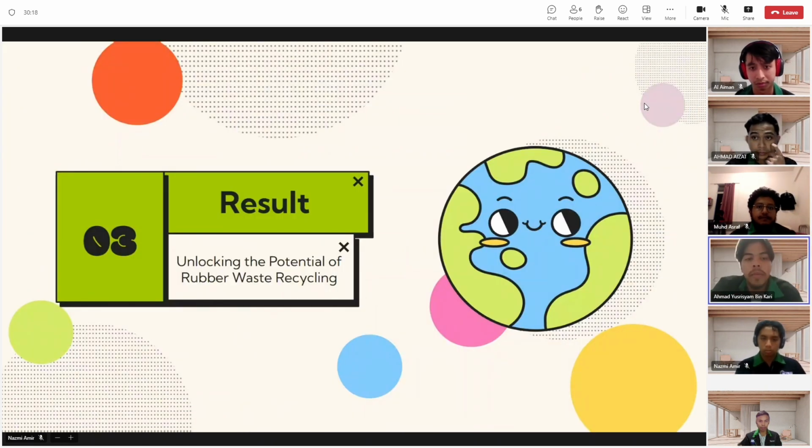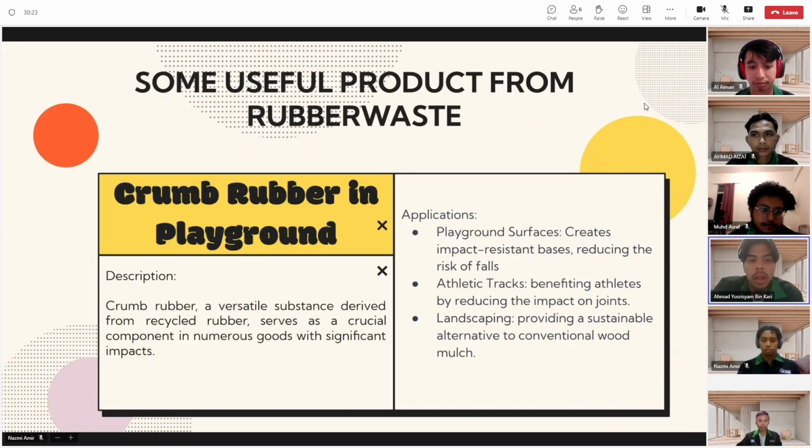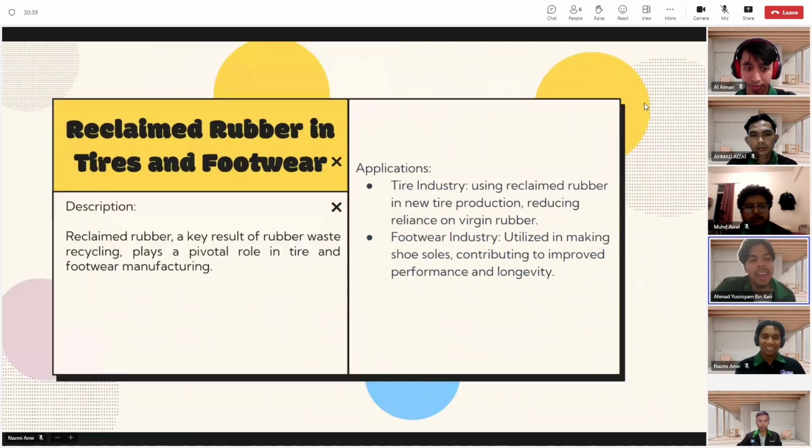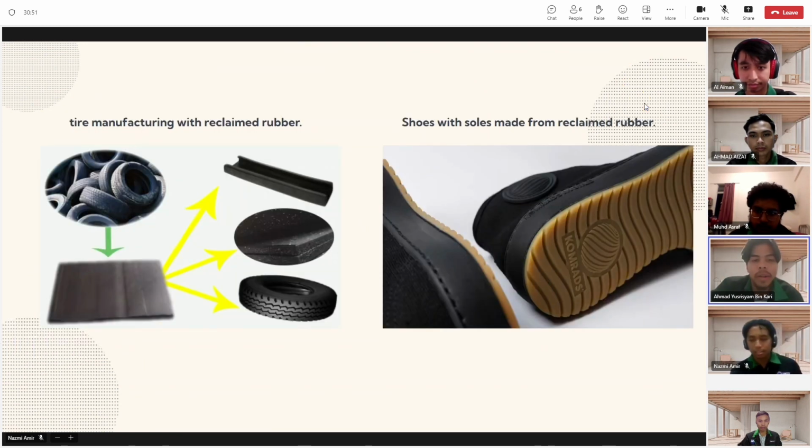This is the part for the results. There are some useful products from rubber waste. The first one is crumb rubber, used in playgrounds. The application is for playground surfaces, athletic tracks, and landscaping. The second product is reclaimed rubber in tires and footwear. The application is in the tire industry and footwear industry. Some examples.